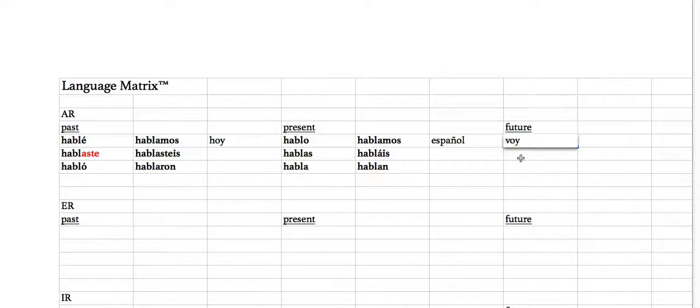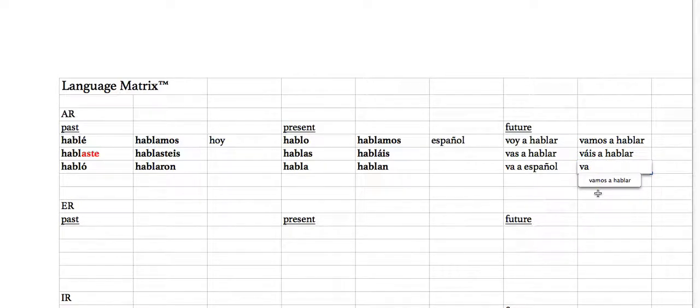And then future, you just do this. Voy a hablar, vas a hablar. Are you gonna speak Spanish today? Vas a hablar español hoy. He, she, polite form, you, va a hablar español. Let's speak Spanish, or we're going to speak Spanish, is vamos a hablar español. Y'all, vais a hablar español, correct me if I'm wrong, and then for sure, van a hablar español, is that.